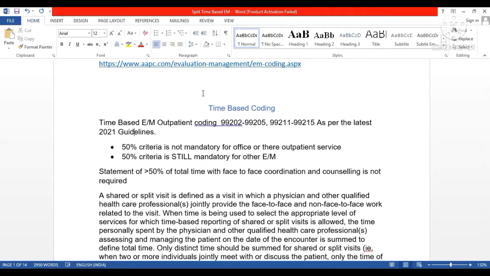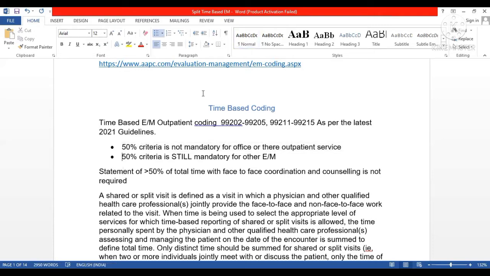As per the latest 2021 guidelines, the 50% criteria is not mandatory for office or other outpatient services. The 50% criteria is still mandatory for other E&M. So I hope you have the knowledge, or if you don't, then you will come to know that the 50% criteria is not mandatory for coding E&M services, outpatient visits basically. So this video is all about the outpatient visits, the CPT 99202-99205 and 99211-99215.